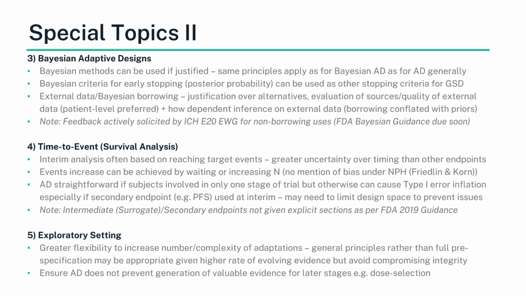Bayesian adaptive designs: basically Bayesian methods need to be justified, and the same principles apply for Bayesian adaptive design as for frequentist adaptive design, is the headline thing. They mention that Bayesian criteria for early stopping, such as posterior probability, are fine. They don't have any real issue with them, as long as you can establish that those stopping criteria still have good operating characteristics, like type 1 error, etc. External data and Bayesian borrowing is given a significant overview.